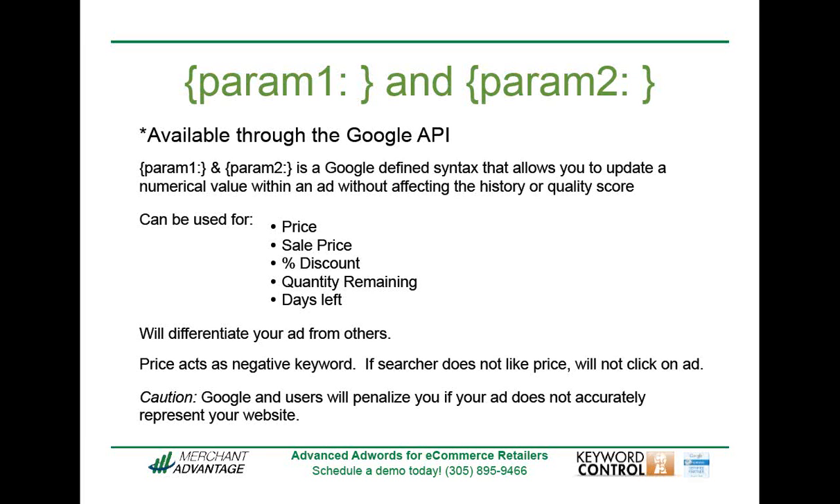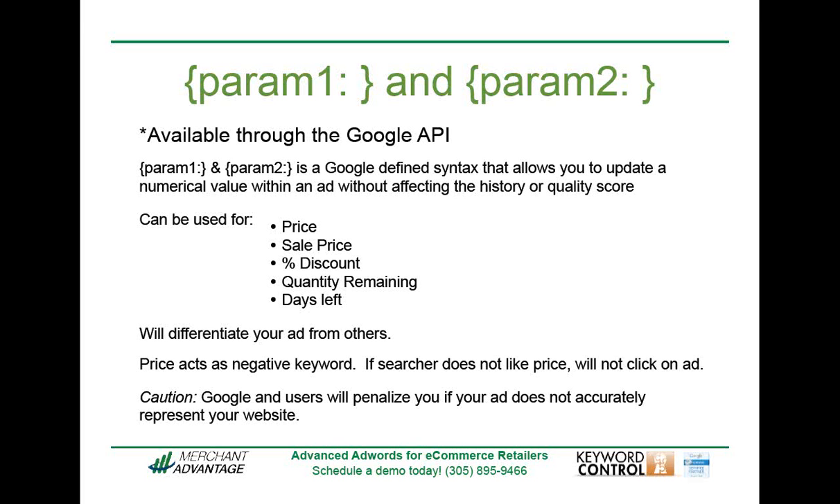Param 1 and param 2 allow you to dynamically update, as often as you'd like, numerical values within the ad copy. What Google has said is that if you change numbers in your ads, it's okay if you use param 1 and param 2. The benefits of this, to many of you, are obvious.